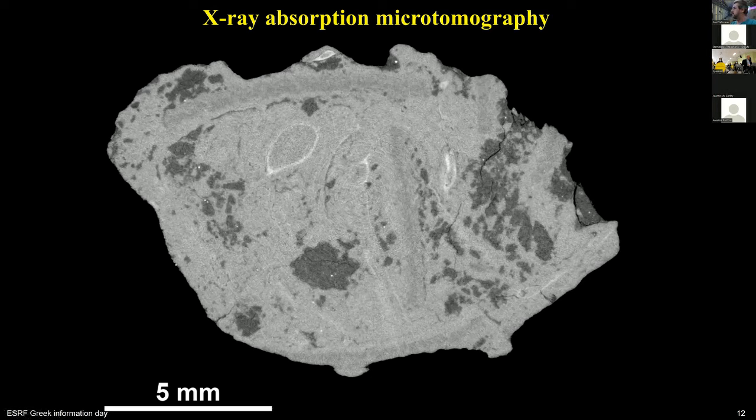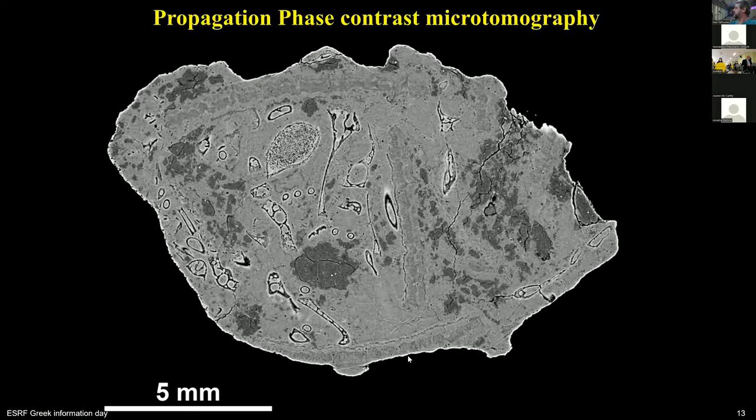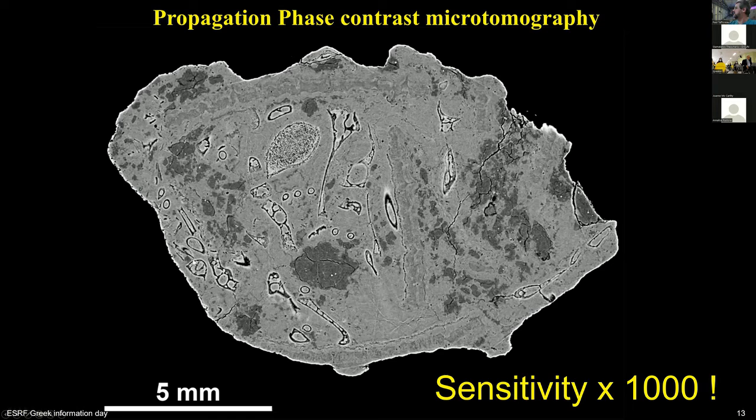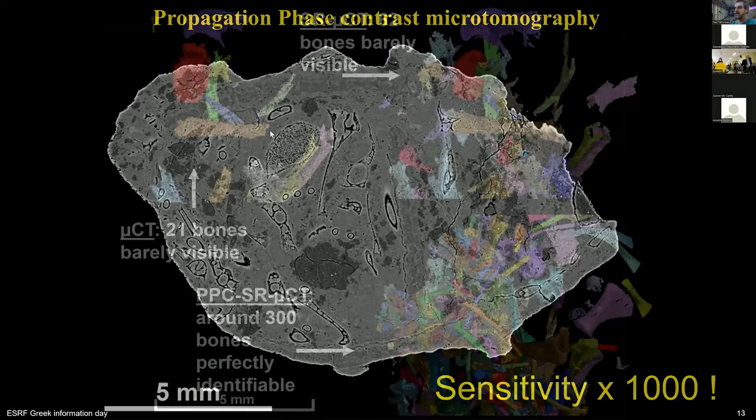And again, we just increased the propagation distance by 1 meter. Thanks to the propagation phase contrast, you have an increase of sensitivity by a factor of 1000. And you can see that all these black structures everywhere are fossil bones. So basically, you have a complete fossil embryo in this egg. If you see that in 3 dimensions, here you have the laboratory CT.